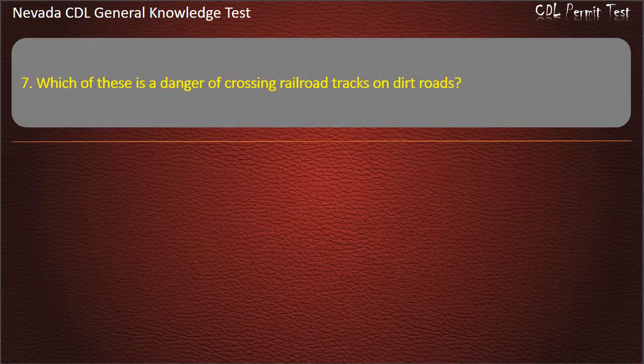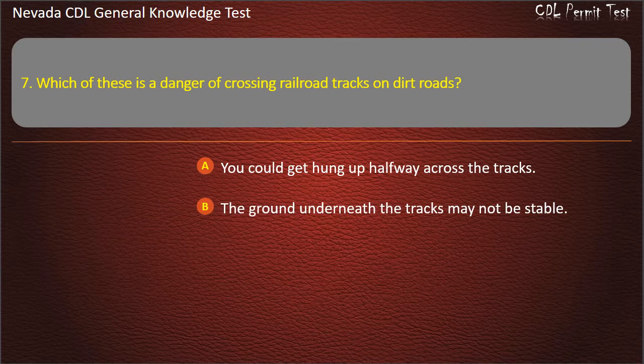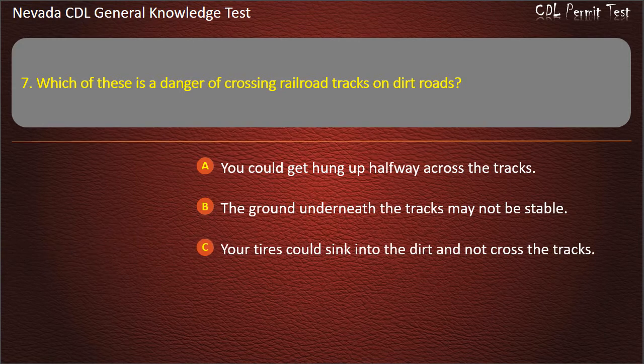Question 7. Which of these is a danger of crossing railroad tracks on dirt roads? You could get hung up halfway across the tracks. The ground underneath the tracks may not be stable. Your tires could sink into the dirt and not cross the tracks. Answer. You could get hung up halfway across the tracks.